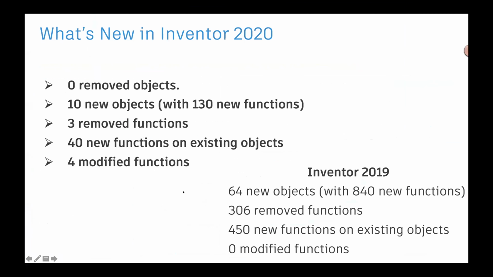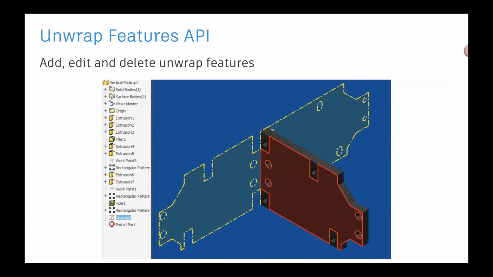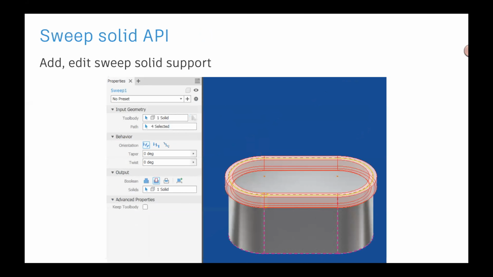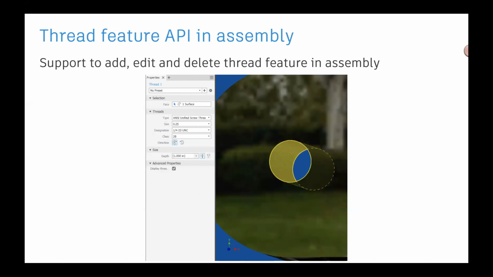Yeah, so for the reasons I just mentioned, there are not many changes actually in the API, but let's go through them. Basically, we just added support for the various features that became available in the products itself, like the unwrap feature now has support in the API. Same for the sweep solid API. Also like the thread feature.